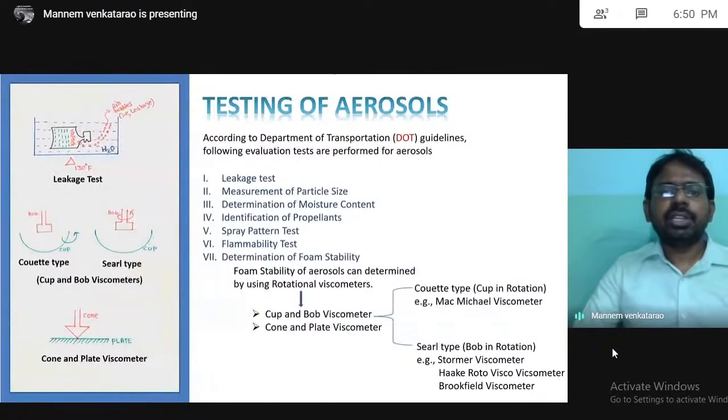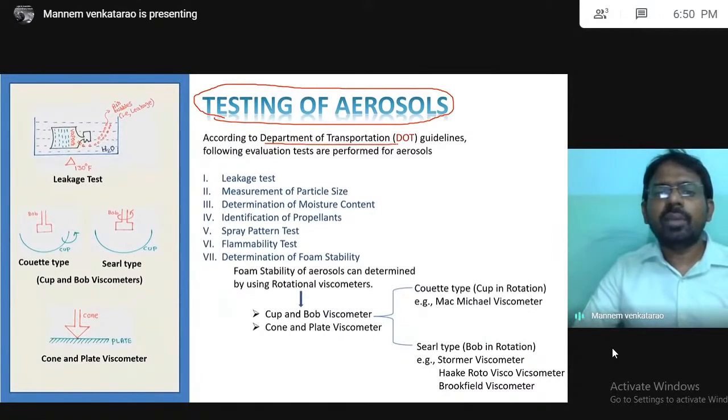Last heading, that is testing of aerosols. Testing of aerosols, also called evaluation of aerosols, is according to the Department of Transportation. So how can you perform the evaluation test? All the guidelines are given by the Department of Transportation. The first one is the leakage test. How can you perform the leakage test? Friends, observe. Take a beaker, add water, and raise the temperature to 130 degrees Fahrenheit.